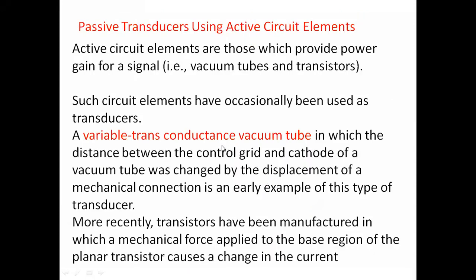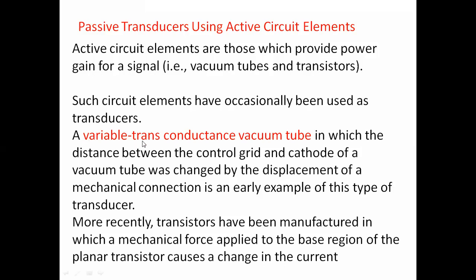So another type of classification for the passive transducers is based upon the use of active circuit elements. Generally, active circuit elements are considered to be vacuum tubes and transistors. By using these active circuit elements, there is an advantage that the power gain will increase. By using these transistors, the gain of the signal will increase. You know that the transistor is used for the amplification of the signal, so gain will rise. That is one of the advantages, and such elements are occasionally used as transducers.